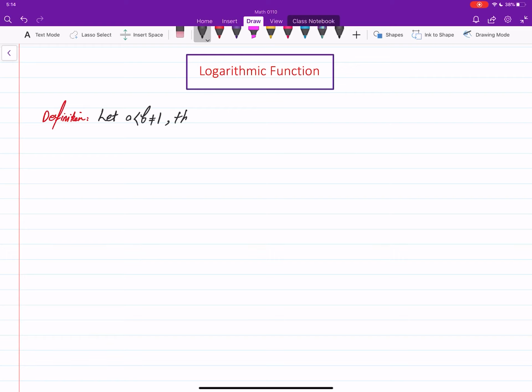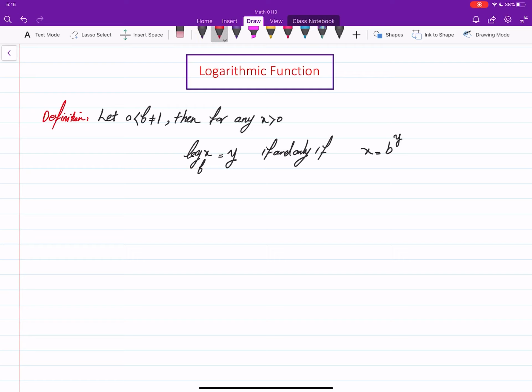Then for any positive x, log of x base b is equal to y if and only if b to the power y is equal to x. In other words, log does the inverse of what the exponential function does.